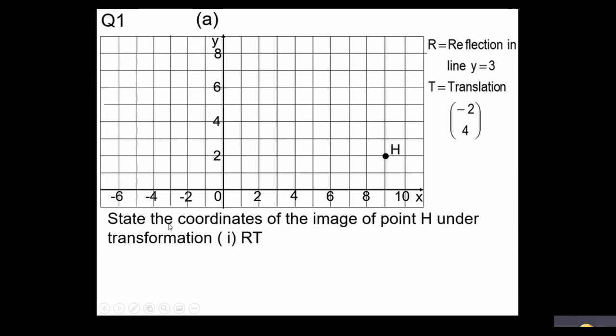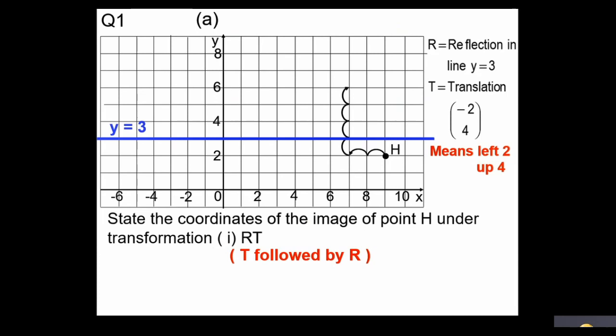Another thing: sometimes they give you only one transformation, but sometimes they give you 2. If they give you 2, you have to do the transformation on the right first. So here RT means you have to do T first, meaning translation followed by reflection. The image of point H is here. If you do translation first, you are supposed to go left 2, up 4. So from here, 1, 2 left, 1, 2, 3, 4 up. So you are supposed to get this point here.